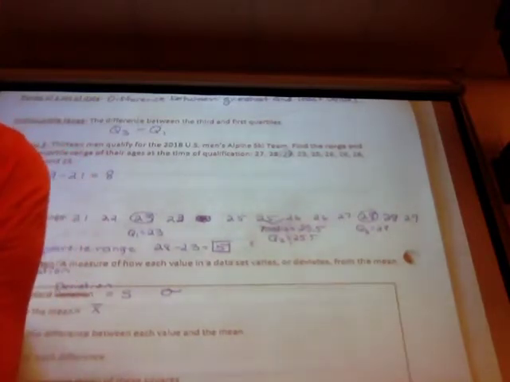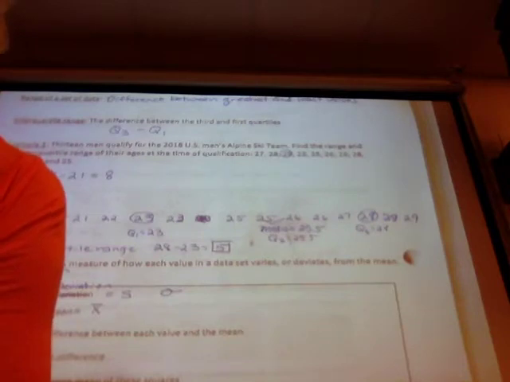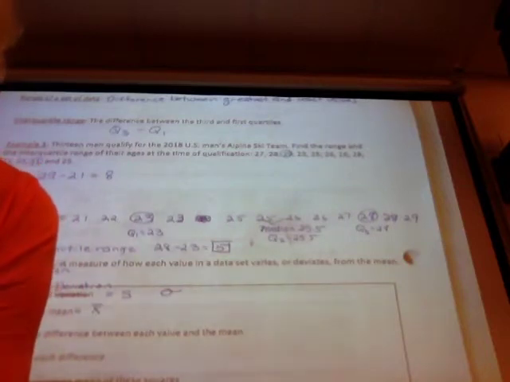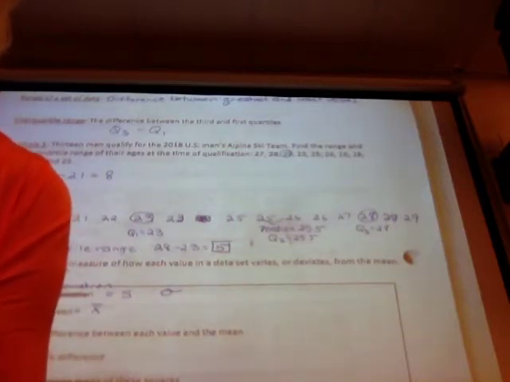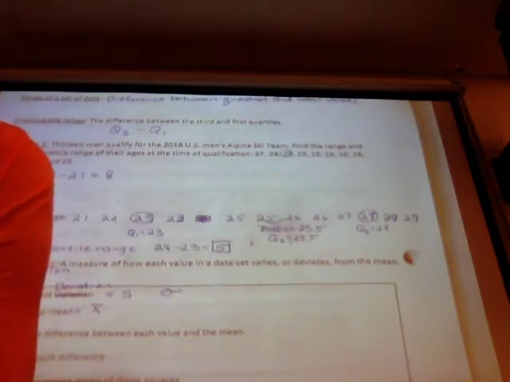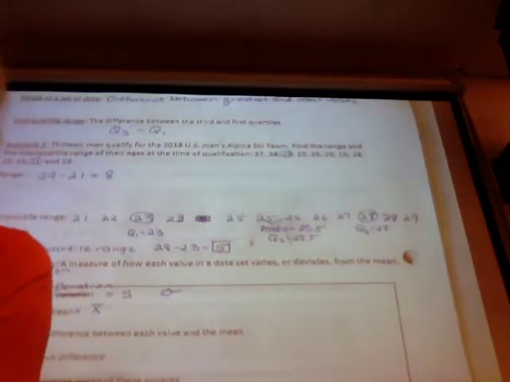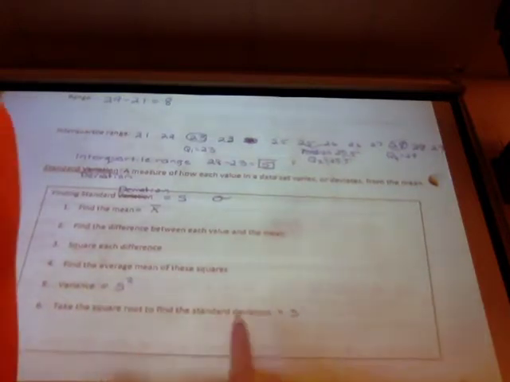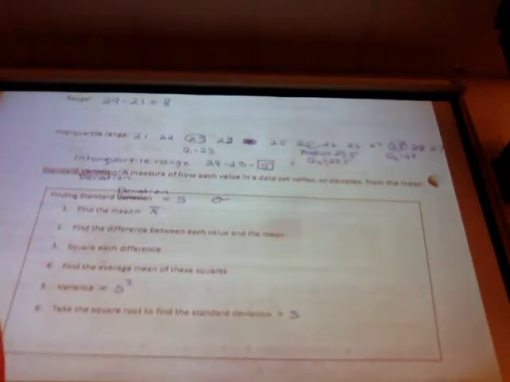So on here, this is the process of going through and finding standard deviation. You find the mean of all the data, then the difference between each value and the mean. You square the differences, and you find the average of these squares. I'll explain this. And this is the variance. The variance is also another statistical measure, and it is shown by s squared. And you take the square root of that, and that is the standard deviation. And we got it right there. Okay?